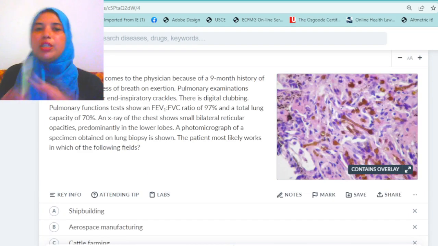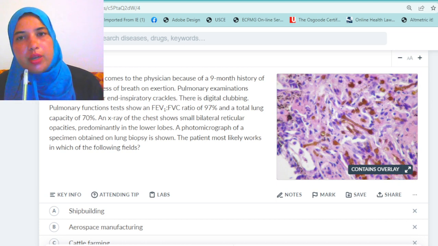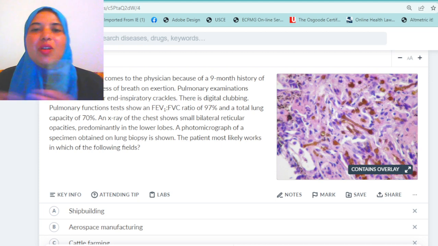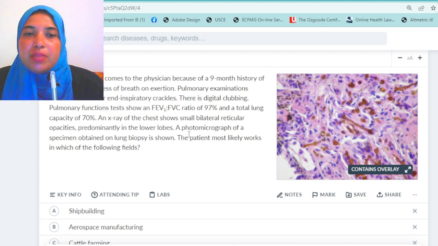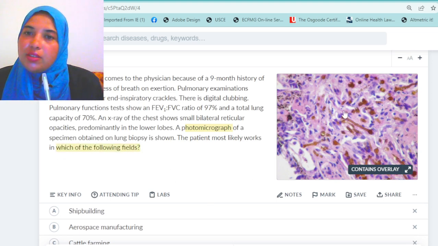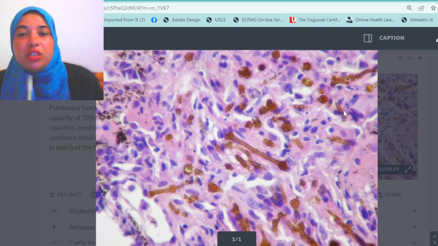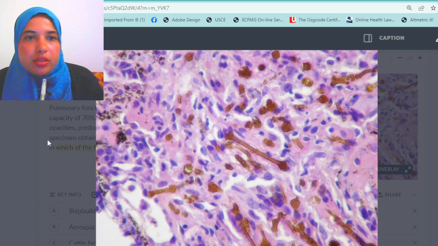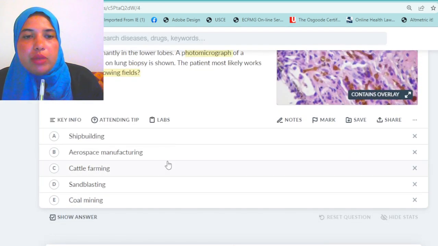Let's try a different question, and this time I'm going to show you guys the attending tip. Okay. Oh, I don't want to show you the attending tip because this is really easy. Okay, so a photomicrograph of the specimen is obtained. So here we have a photomicrograph. The patient most likely works in which of the following fields? If you're smart, you already know what the answer is. You're seeing these dumbbell ferruginous bodies that are seen with asbestos. Okay, these iron-looking dumbbells.